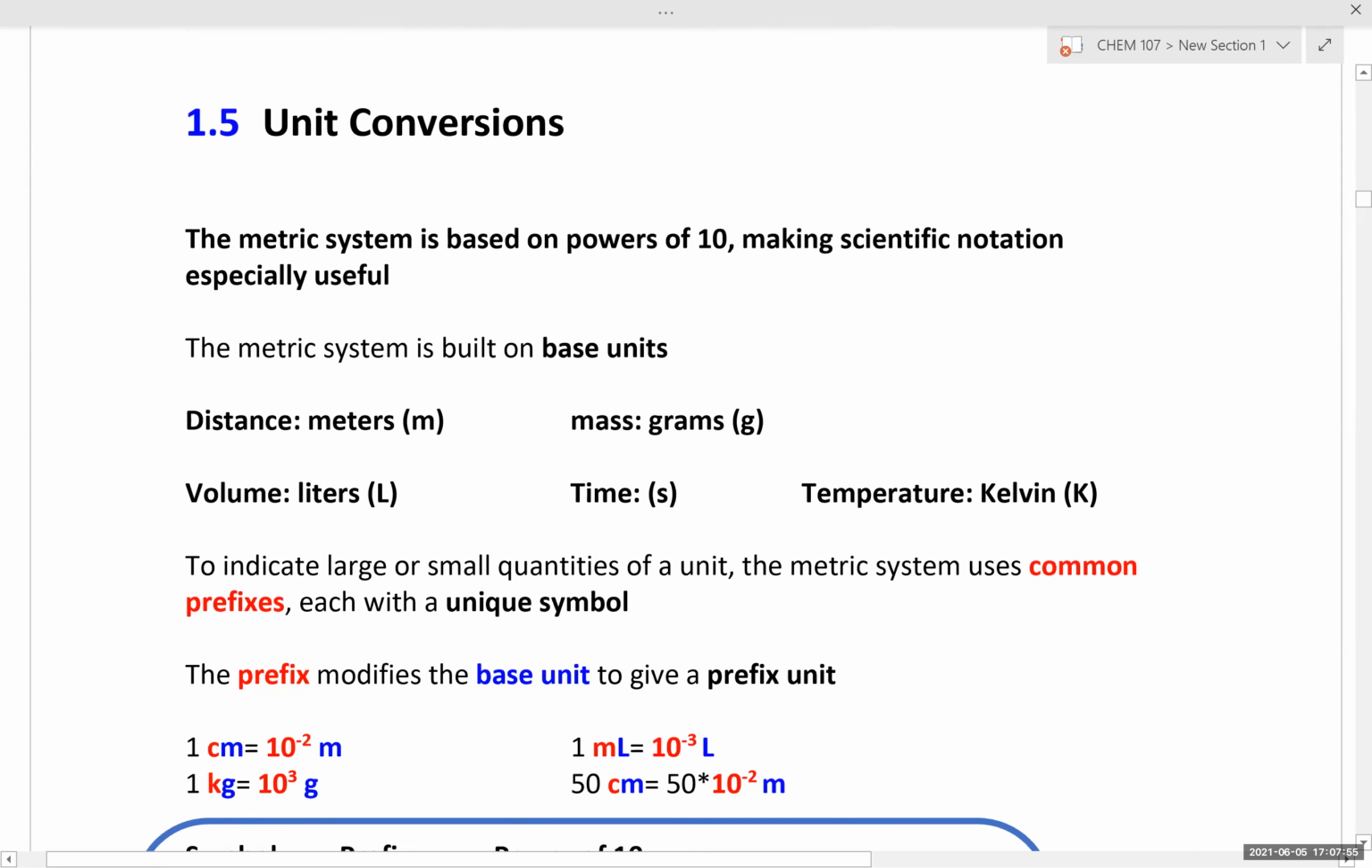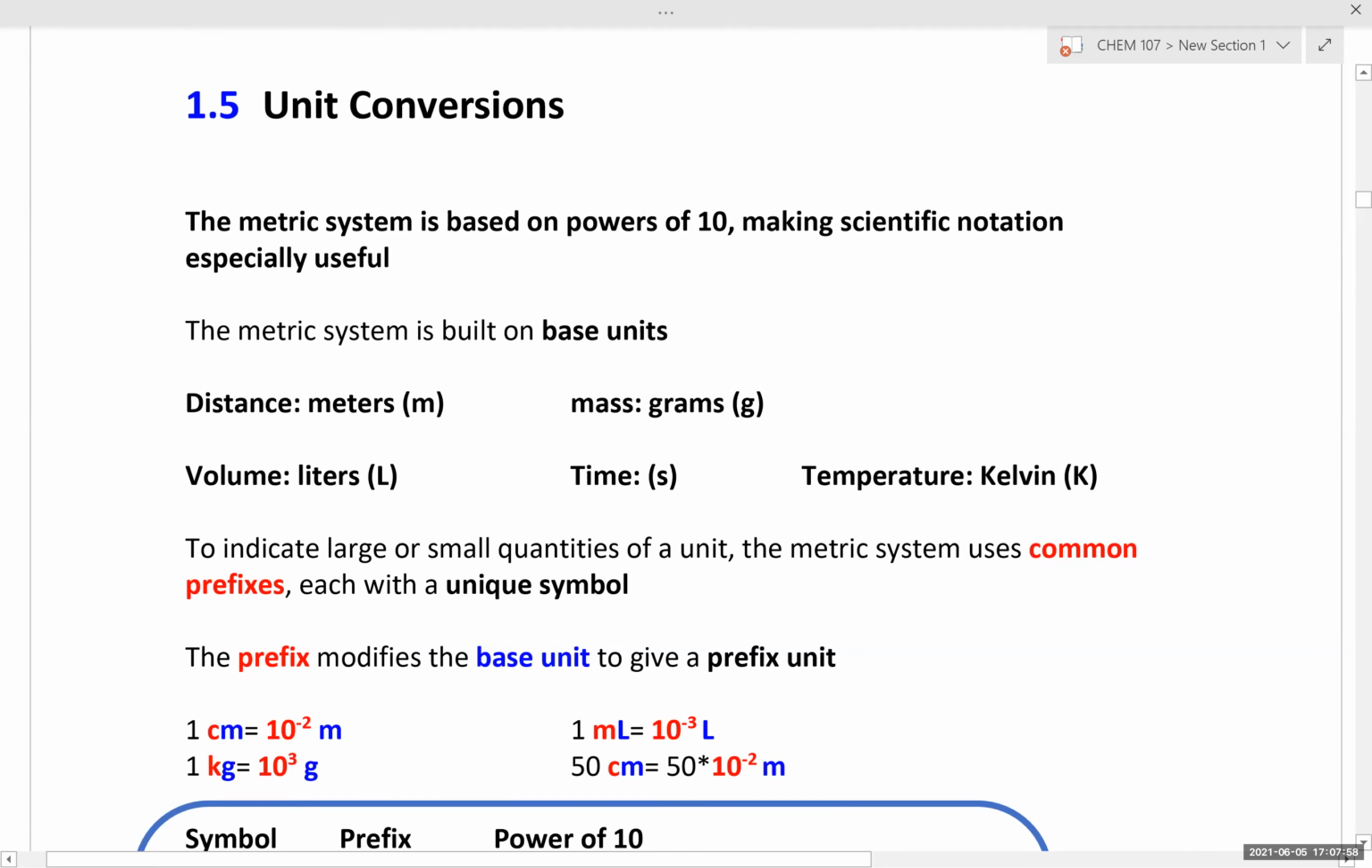So when we start to talk about units, let's talk about the relationship between different unit systems, and let's talk about the rules and processes to convert from one unit of measurement to another. So the metric system is based on powers of 10, and this makes scientific notation especially useful when handling numbers in the metric system.